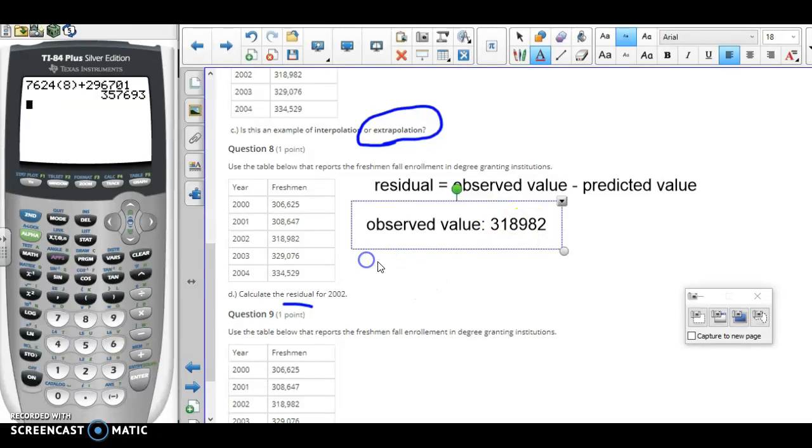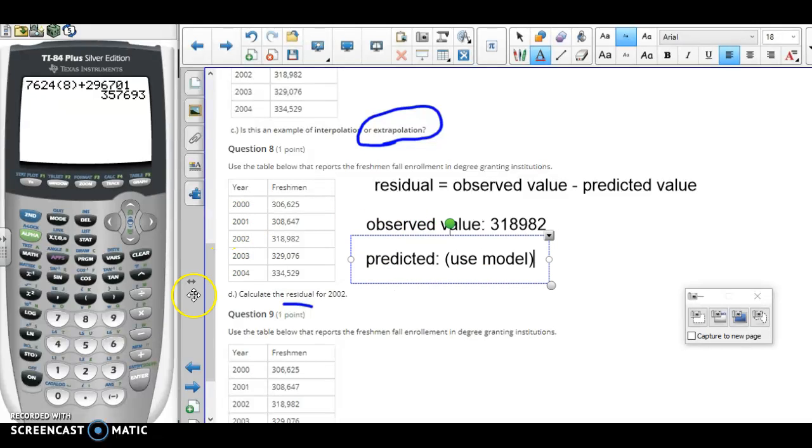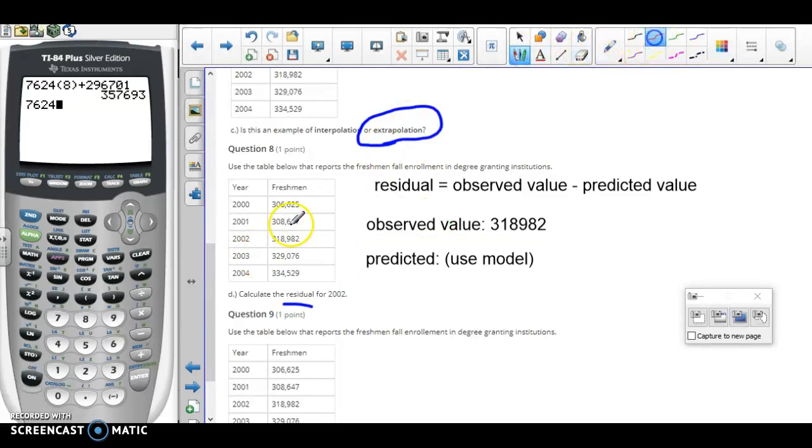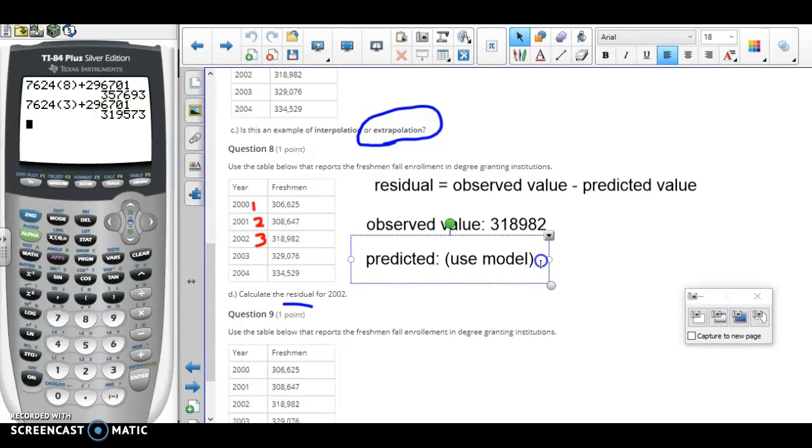318,982. Okay, and then our predicted value, this is where we go back and we use our equation. So we use the model that we found, all right? So we're going to use the same model we have up here. The only difference is 2002 is which year? It's how many years after 1999. So 1, 2, 3 years after 1999. So when we go to our table, we're going to use the 3. So 3 years after 99 plus 2, 9, 6, 7, 0, 1. Boom. That's going to be our predicted value.